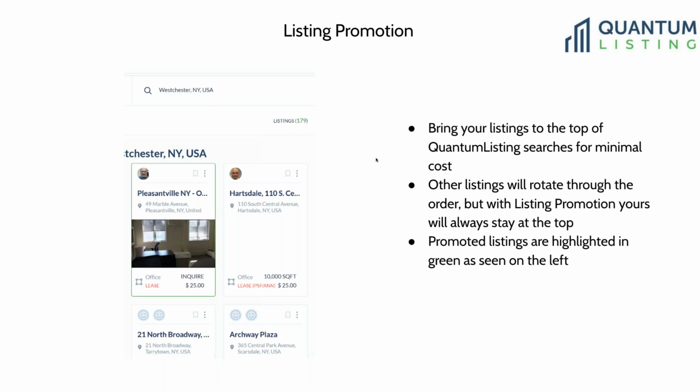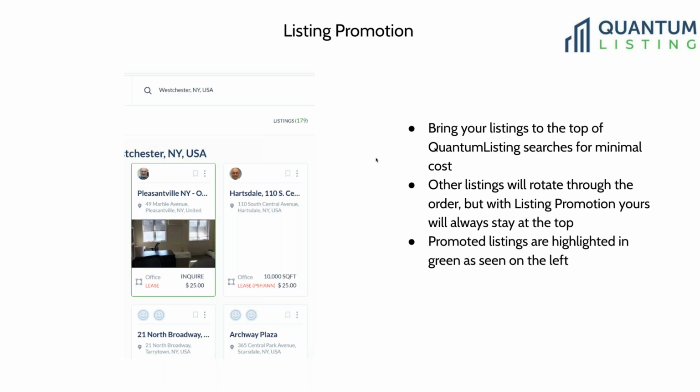I've seen on some of the other sites what it costs to do this. It ain't cheap. On Quantum Listing, it is very affordable. It's $2.50 a week for a listing, or if you want to do a whole month, it's only $7.50 a month. The advantage to having your listing at the top of a search is that people will see it. They don't have to scroll down. They don't have to go to the next page. So it's something to bear in mind when you are adding your listings.